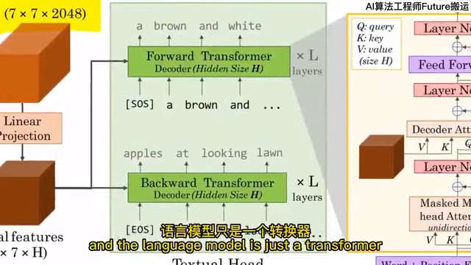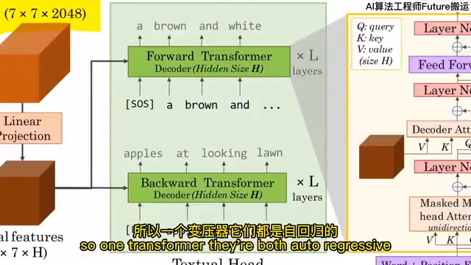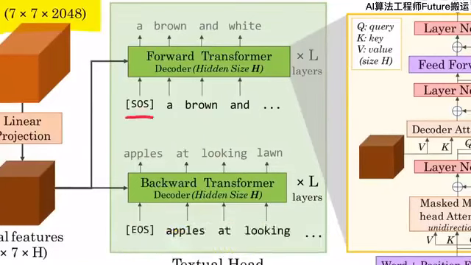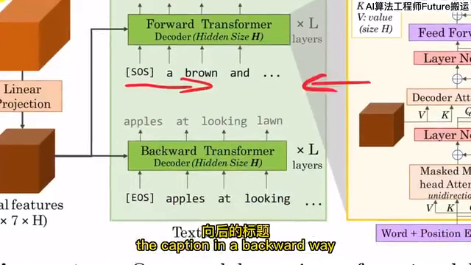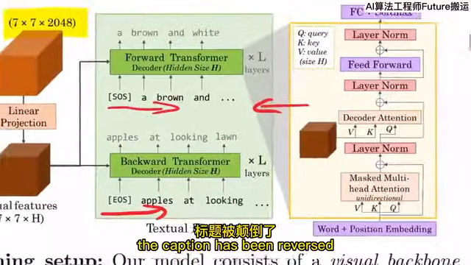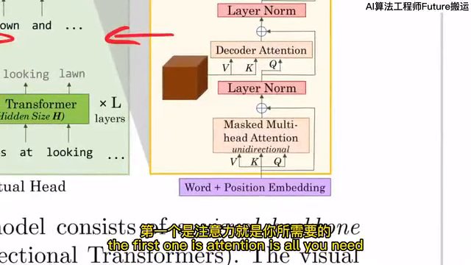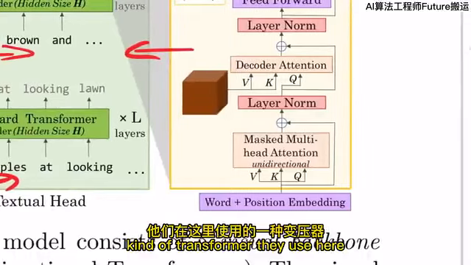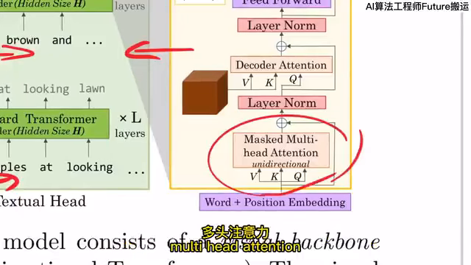And the language model is just a transformer, actually two transformers. They're both autoregressive. One transformer tries to predict the caption in a forward way, and the other transformer tries to predict the caption in a backward way. And that's down here. So in this direction is backward because the caption has been reversed. If you don't know what a transformer is, I've made several videos on transformers. The first one is Attention Is All You Need, and that's sort of the same kind of transformer they use here. So as you can see right here, you have this multi-head attention.